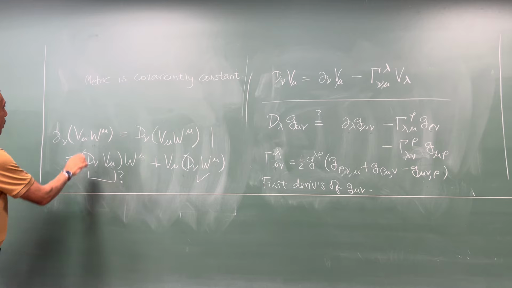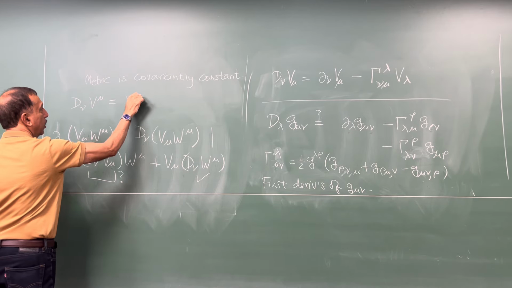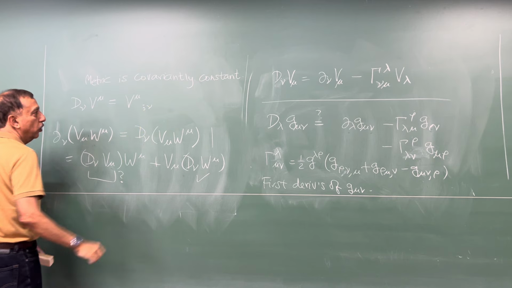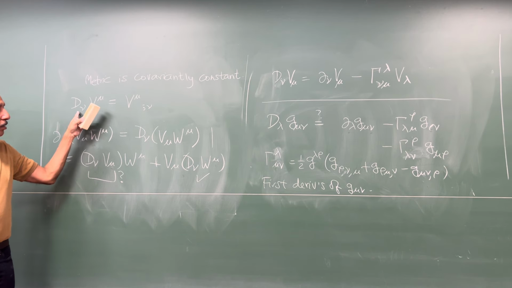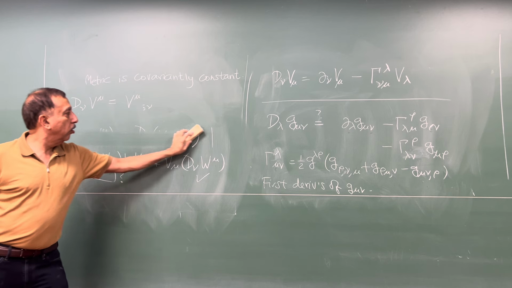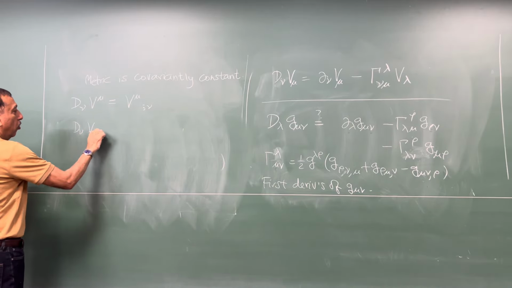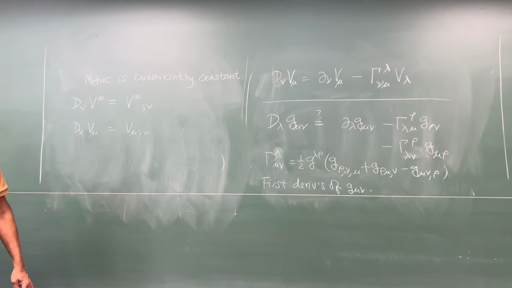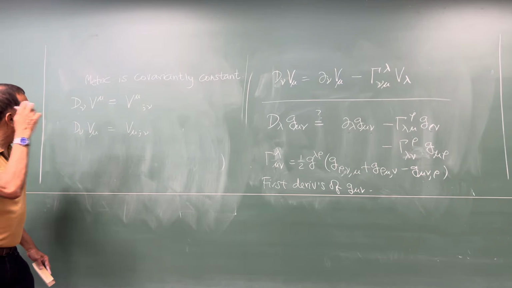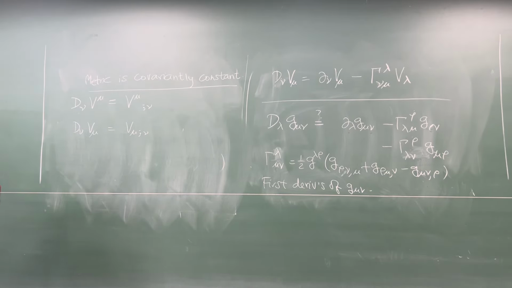And one more thing, just a matter of notation, because you might read in books, d nu v mu is often written as v mu semicolon nu. Ordinary comma means ordinary derivative, semicolon means covariant derivative. So in that language, similarly, d nu of v mu is v mu semicolon nu. It just makes it much shorter to write. It's very tedious to write all this stuff. Okay. So the covariant constancy of the metric is a very, very useful notion.